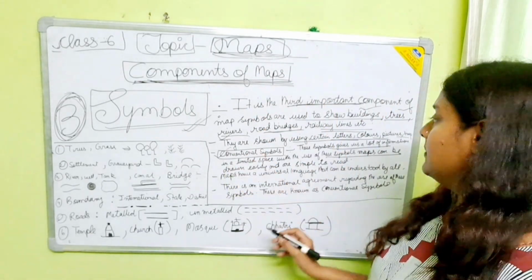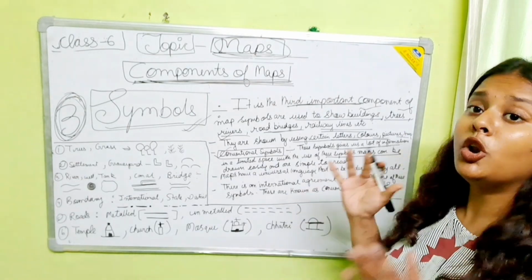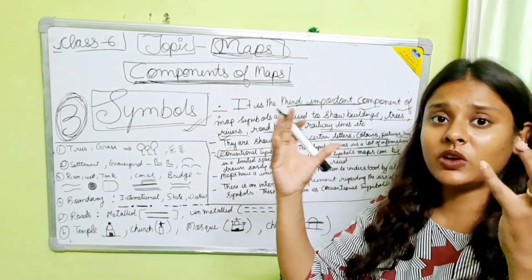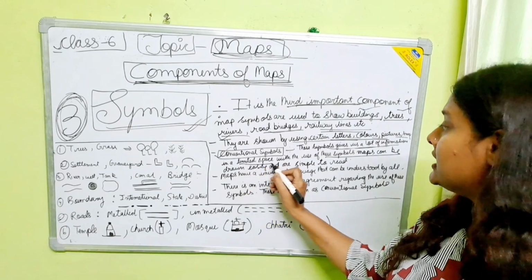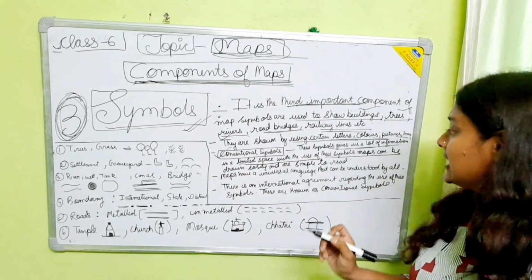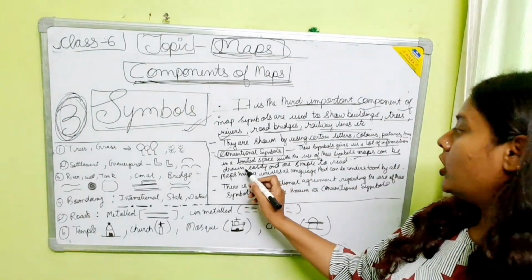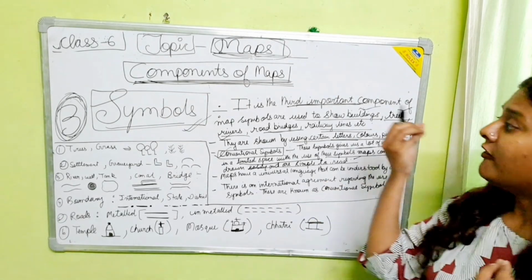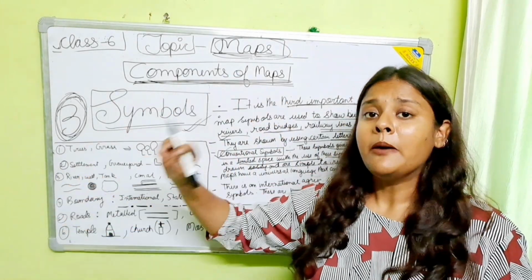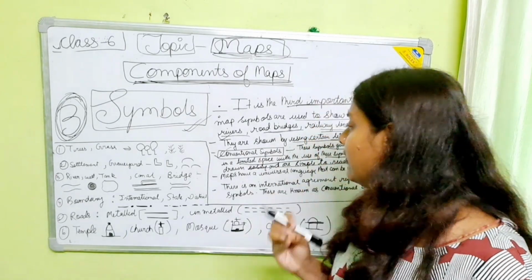Now, conventional symbols. These symbols give us a lot of information. Through symbols, we get a lot of information in a limited space. With the use of these symbols, maps can be drawn easily and are simple to read. When we use these symbols, maps become very easy to read.